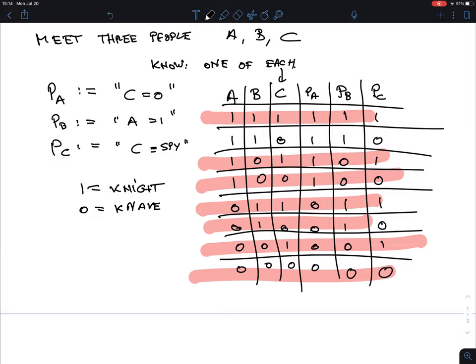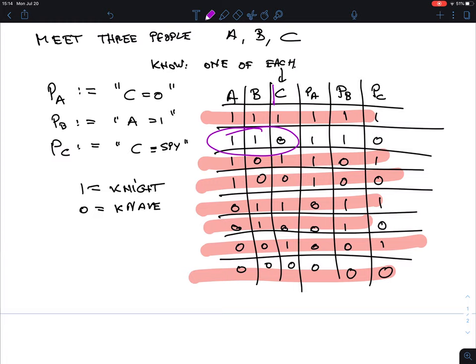I should have perhaps marked this already, right? So I repeat, why do we know that C is a knave? Well, one is going to be a knave, one is going to be a knight, and one is going to be a spy. Now, the spy is the one that is either true or false. So of these three, there's only one that we are for sure is a knave, right? Because we have this here, this is a knave.